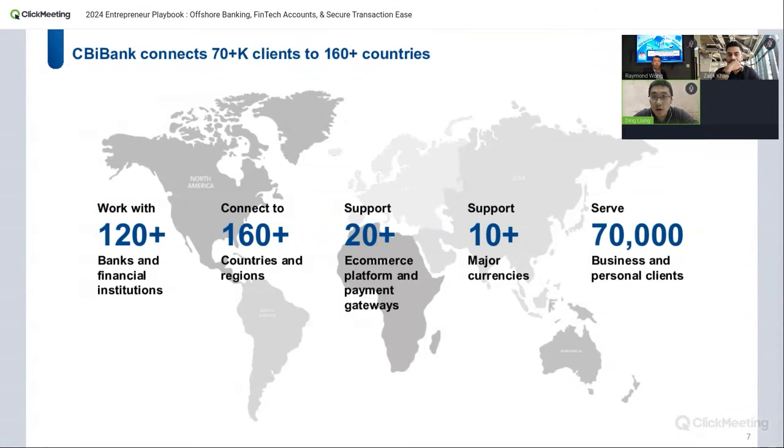We have a network globally, so we work with 120 banks and financial institutions to serve our clients. We are connected to 116 countries. Basically, we cover most countries, except those sanctioned by the US, for example, Russia, North Korea, and so on. Except for those countries, we can serve all others.